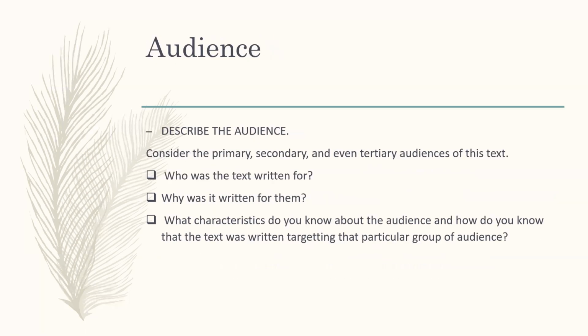Okay, so the next thing is audience. Audience refers to a group of readers to whom the piece is directed. Here we would consider the audience's gender, age, education level, ethnicity, geography, religion, and tons of other descriptors we could look at. So you have to consider the primary, secondary, and even tertiary audience of this text.